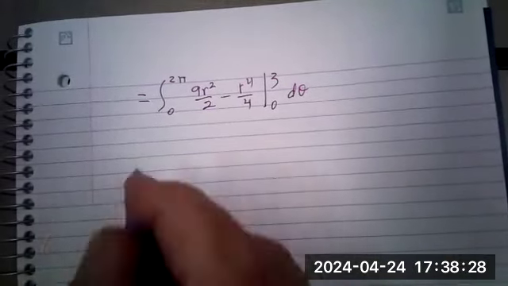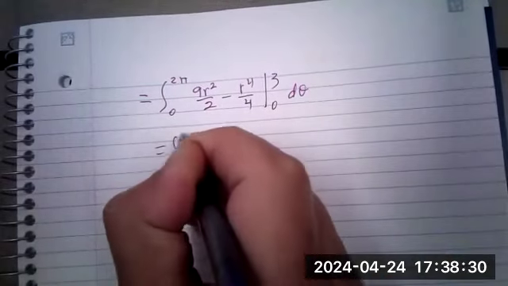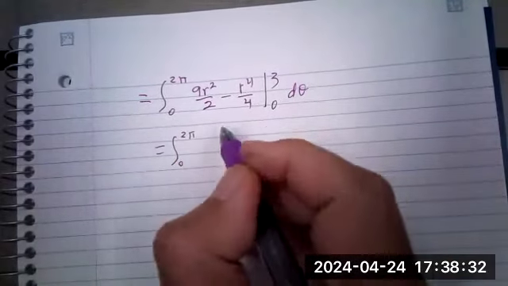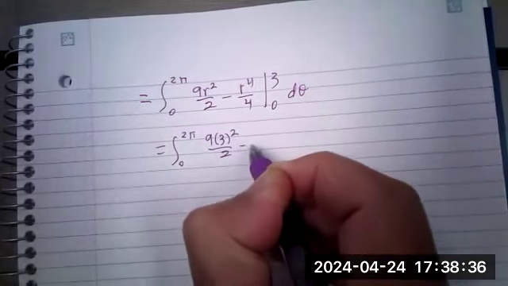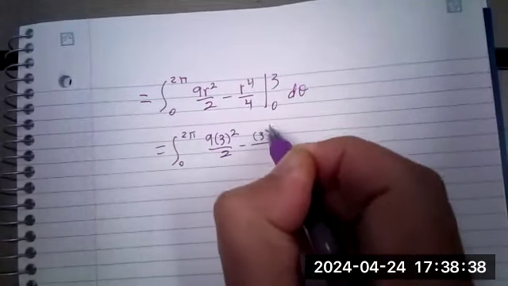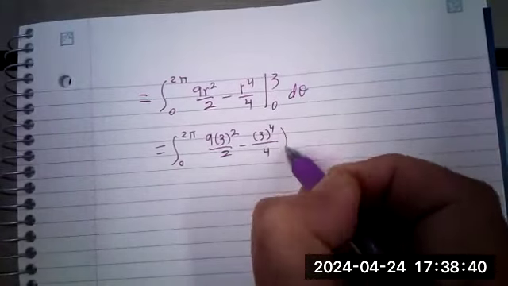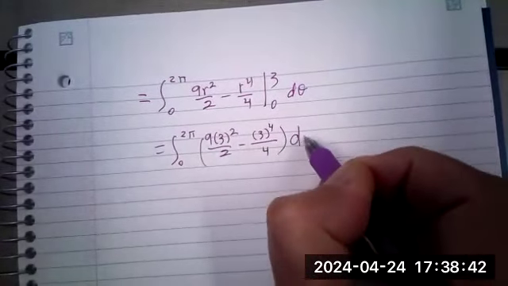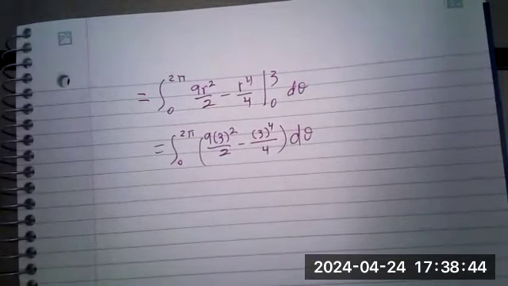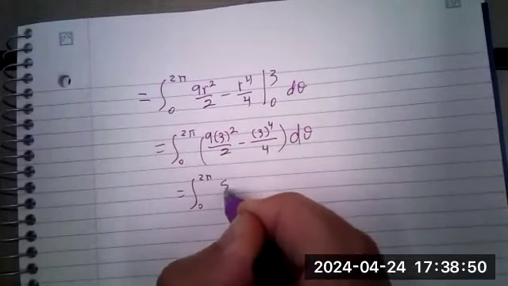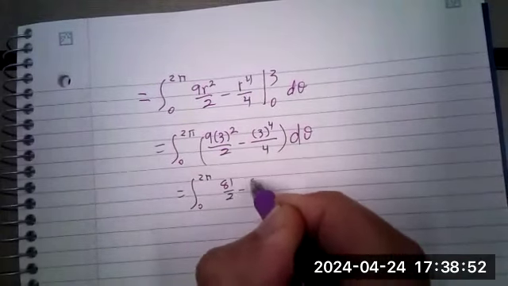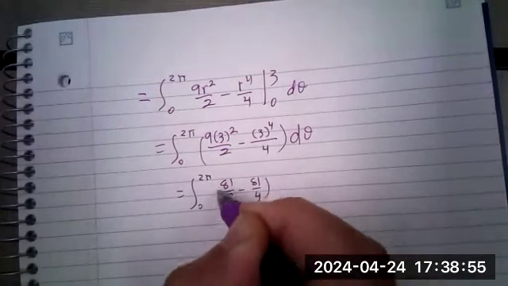Substitute all the numbers. If you put the 3, that gives me 9 times 3 squared over 2 minus 3 to the 4th over 4, and then d theta. So 3 squared is 9, 9 times 9 is 81. So that gives you 81/2 and that would be 81/4 d theta.